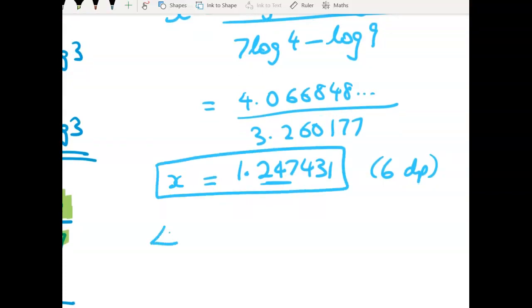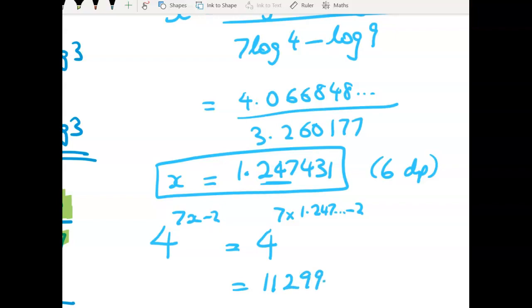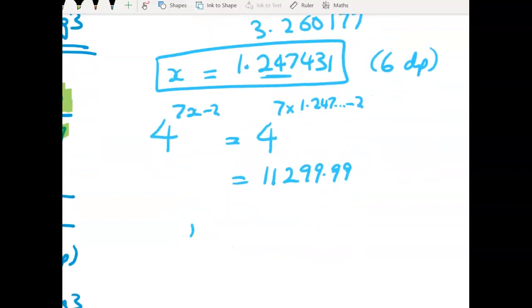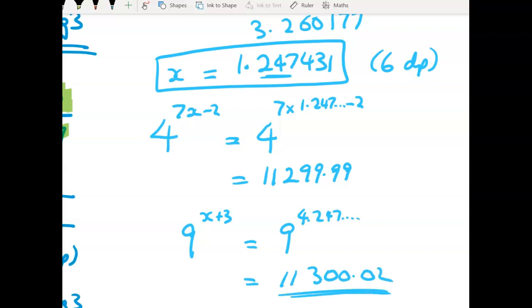We can check it back, and we're going to go 4 to the power of 7x minus 2 is going to equal 4 to the power of 7 times 1.247 minus 2, and that gives me almost exactly 11,300. So I got this, and now I can check on the other side. 9 to the power of x plus 3 works out to be 9 to the power of 4.247 blah blah blah, and that works out to be 11,300.02. So you can see that it all works out, but just watch out for your rounding.